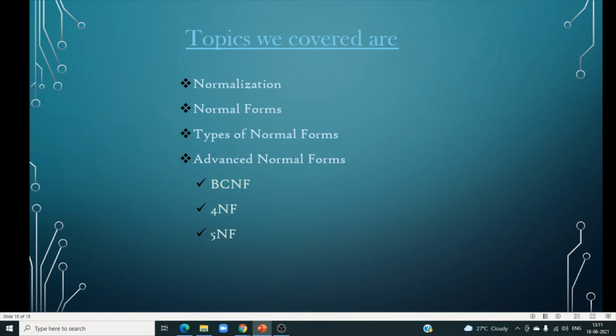What is BCNF? Boyce-Codd normal form, which is similar to the third normal form, but there is a dependency where a non-key attribute is determining the key attribute. For BCNF, the rule is that every determinant must be a candidate key. To remove that, we have to decompose the table into smaller ones. In the fourth normal form, we remove the multi-value dependency. In the fifth normal form, we remove the join dependency. This is about the advanced normal forms.